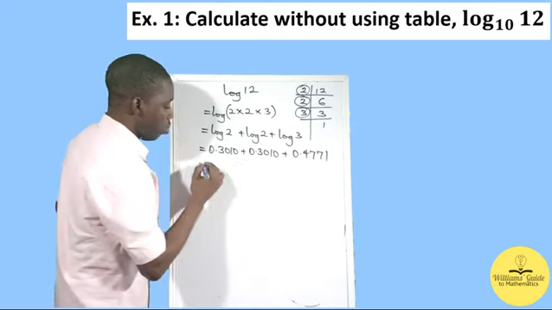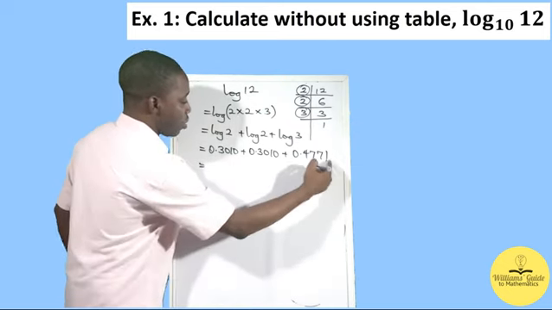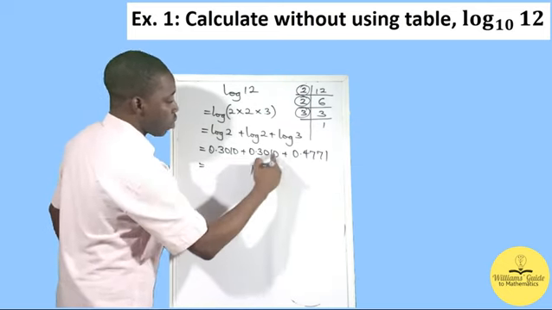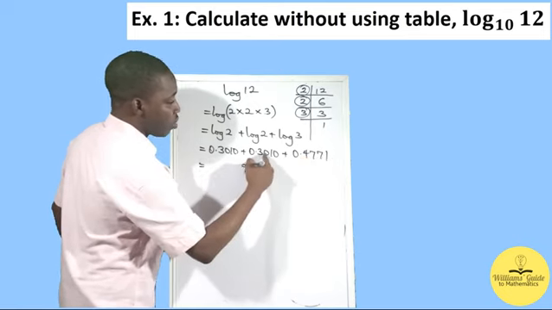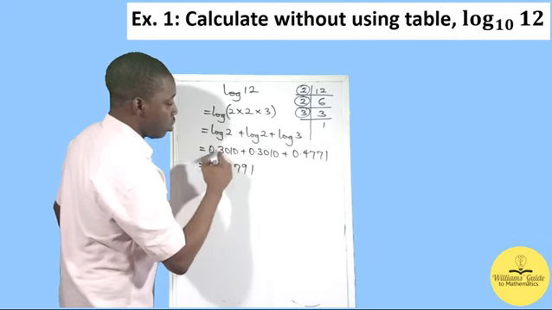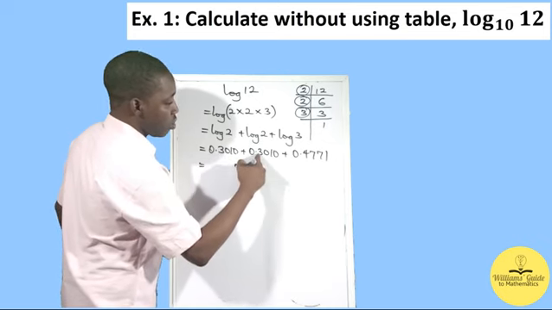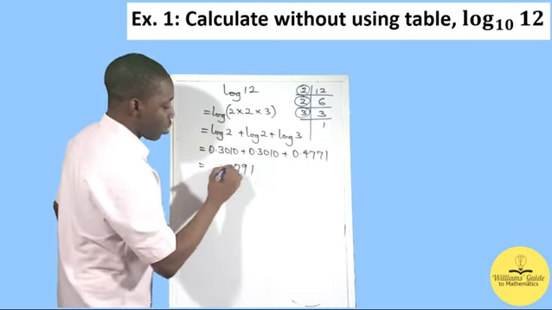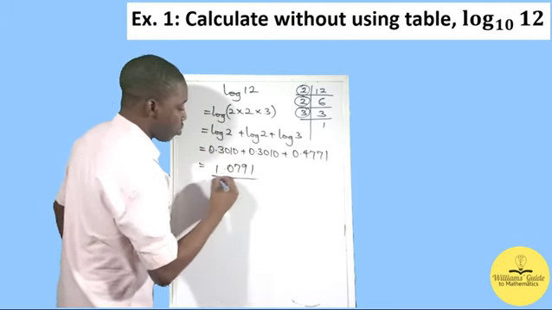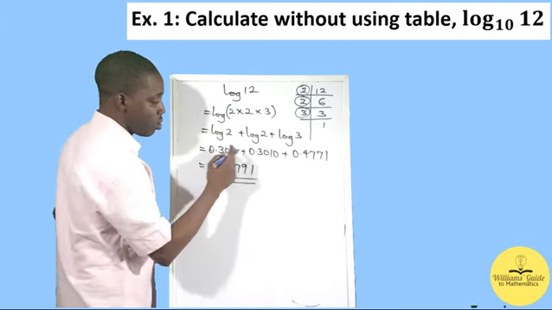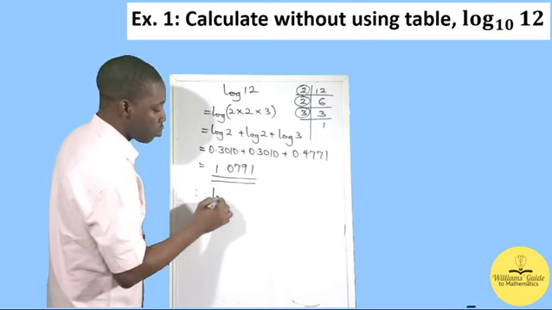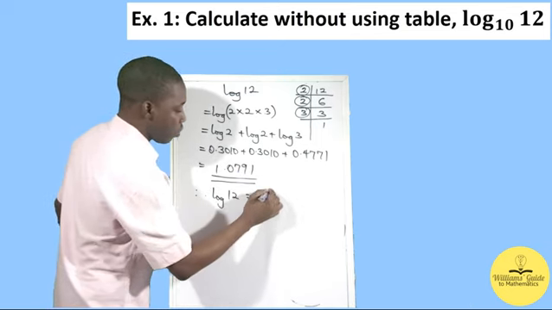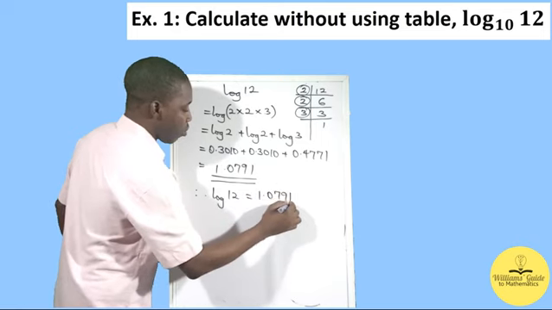And log 3 is 0.4771. On adding, we have 0, 0, 1. Will give us 1. 1 plus 1 plus 7 will give us 9. 0 plus 0 plus 7 is 7. 3 plus 3, 6 plus 4, that's 10. Carry 1, and that is 1.0791. If you add this, you get this. Therefore, log 12 equals 1.0791.